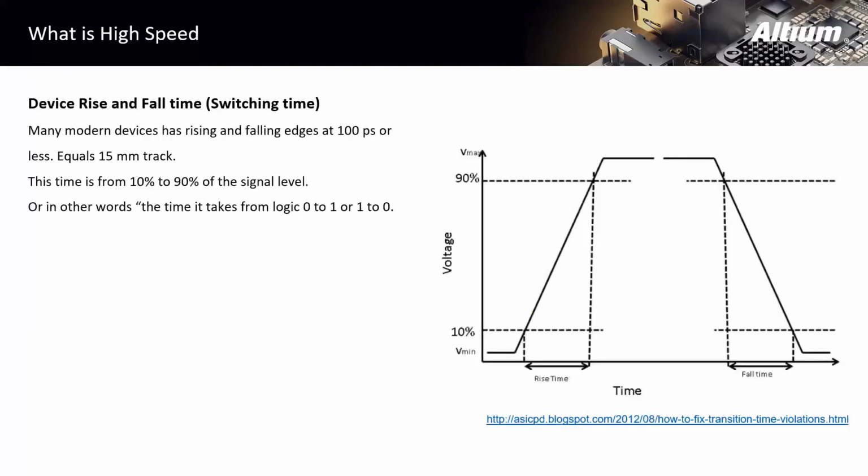We also need to understand that when we are using a transmit signal, the rise and fall time are especially important. Nowadays, device rise time and fall time means switching time. Many modern devices have rise and fall times of just 100 picoseconds or less, which is equal to 15 mm. This time is measured from 10% to 90% of the signal level, or in other words, the time it takes to go from logic 0 to 1 or 1 to 0.